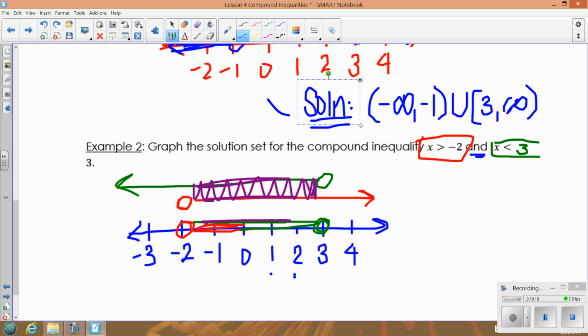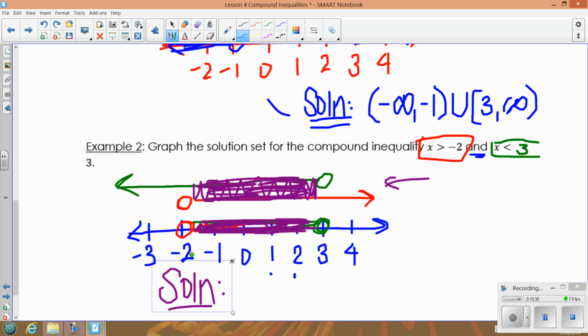So that means my shading goes in between these two values because it's and. It's where the intersection is. So it's the intersection of both of these inequalities is right in the middle. So you don't need to show this top part here. You just really need to show on the number line. Once you know it's an and, you're going to basically fill in between those two values, the -2 and the 3.